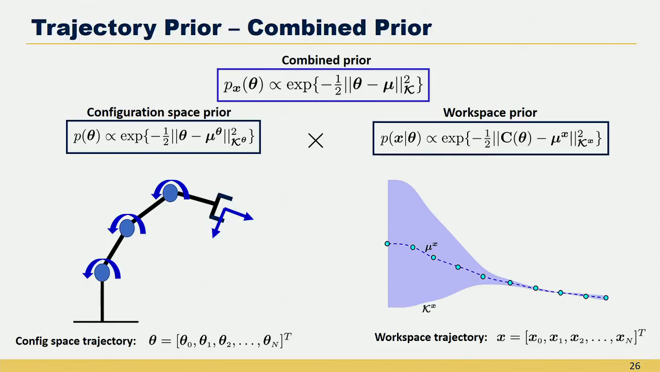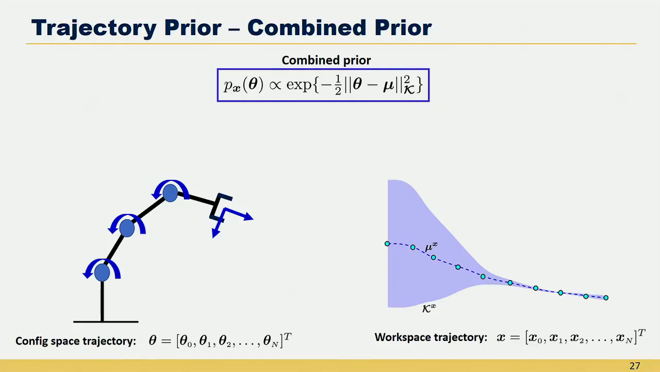Here, when I was mentioning the configuration space prior, we can also choose to learn this from demonstrations, or we can choose to pre-specify this to enforce smooth trajectories in the configuration space. This is the combined prior that we eventually use in our MAP inference procedure.